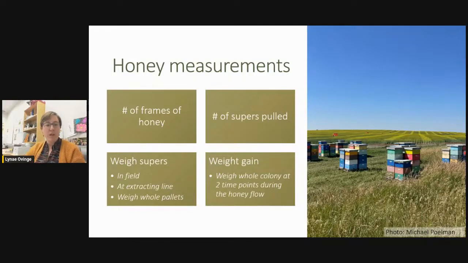Okay, and then one other honey measurement I want to talk about is weight gain. So you can weigh the whole colony at 2 time points during the honey flow, and you can use that as a metric for honey production. And obviously, you can't be supering in between, so you want them to be undisturbed for a while. I've done this over 2 weeks, but it depends on your beekeeping system. And I know that some of you in Manitoba, I've seen on YouTube, have these really fun trucks that can actually just pick up a stack of hives. So maybe doing weight gain is a little bit easier for you.